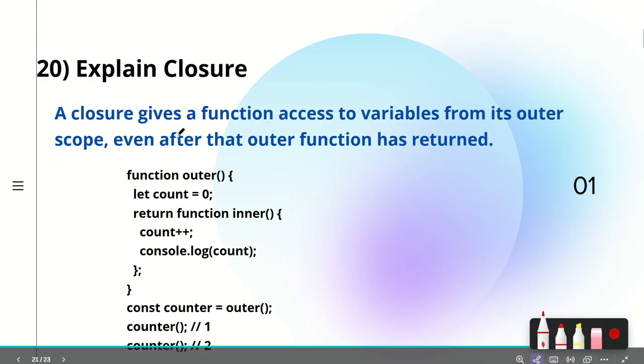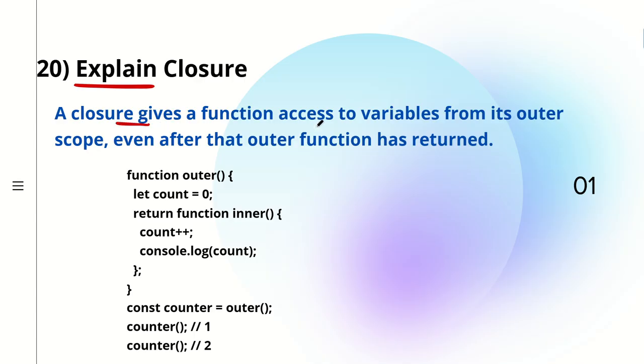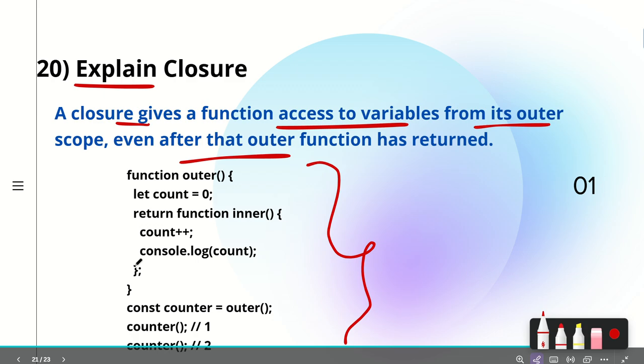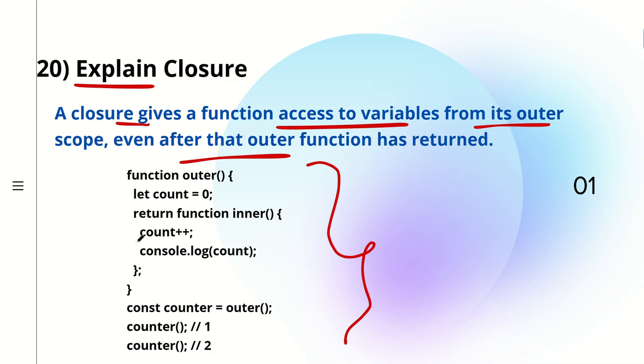Now let's get into our next question. Explain closures. What is closure? So closure gives a function access to the variable from its outer scope even after the outer function has returned. Now let's see and try to understand by an example what closures are. Closures are nothing but they are giving you access to the variable of the outer function or the outer scope which has returned. So let us see an example.